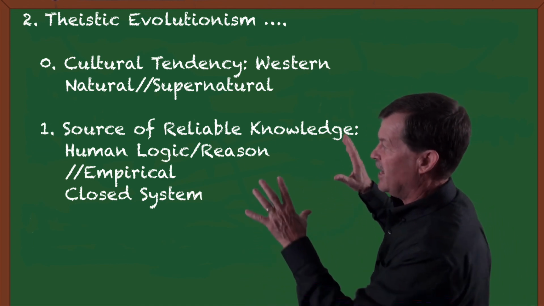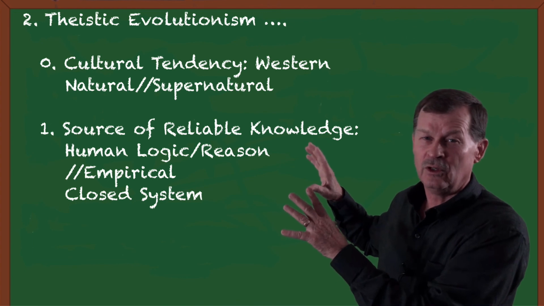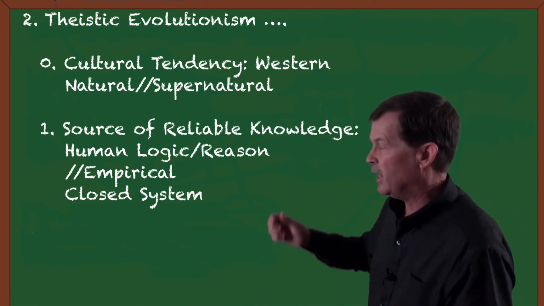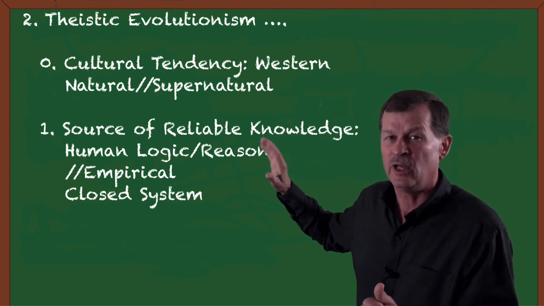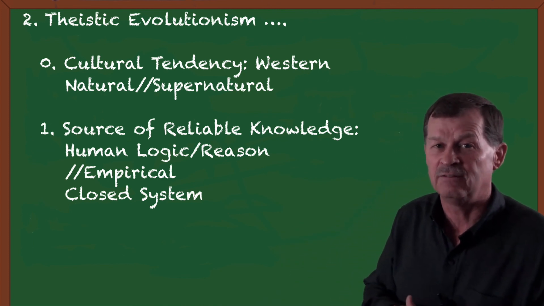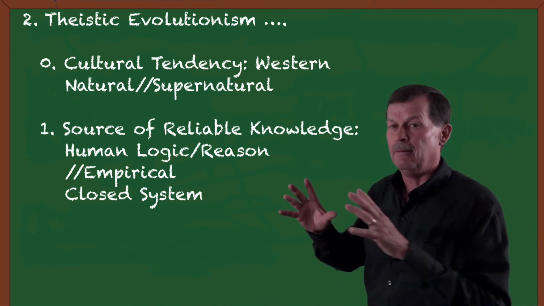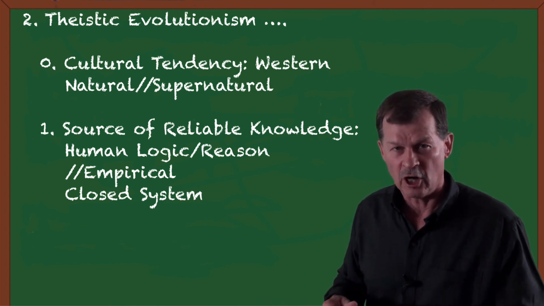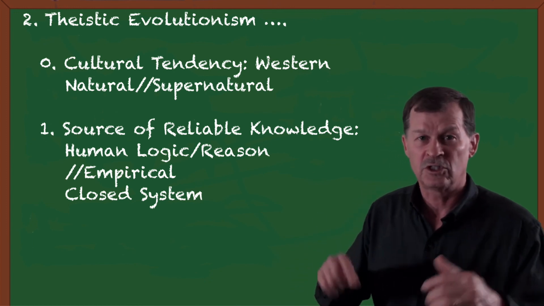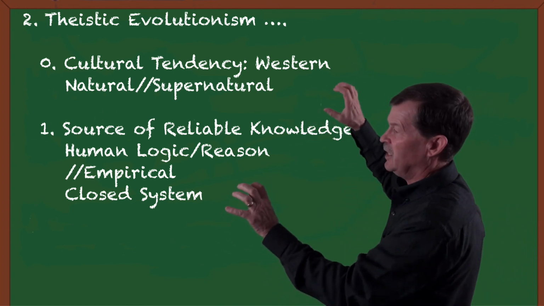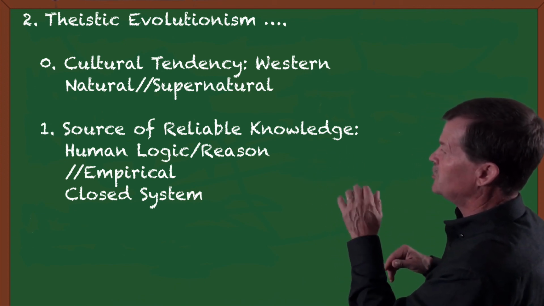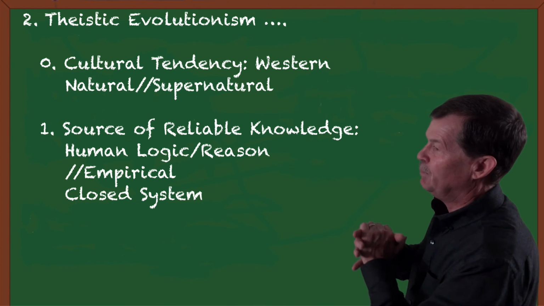And so you can believe in the natural world and work as a scientist in the natural world with a closed system always, but then believe that there is a supernatural entity outside of that world that never influences that world. That is theistic evolutionism, that would believe in God, but not a creator God, nor a God that inspired Scripture, nor a God that can do miracles today within the system. It's a God that is separate but out there. Source of reliable knowledge would be human logic and reason, and empirical.